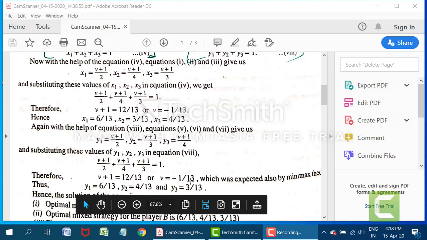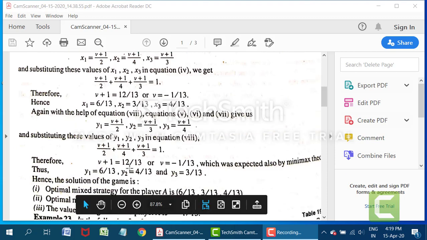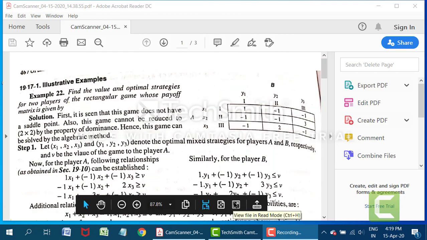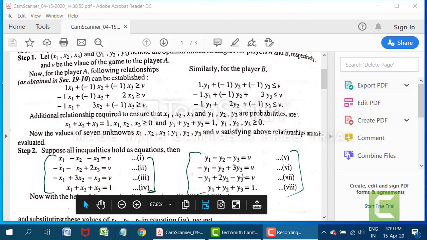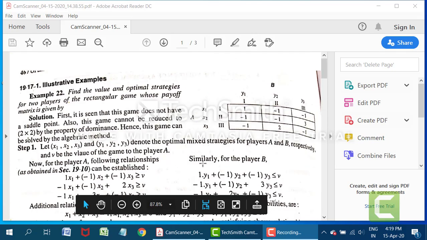The value of the game is nothing but the net payoff to player A from player B after playing the game. Substitute these new values in this expression, and you get y1, y2, y3. So the optimal mixed strategy for player B is also known. The optimal mixed strategy for player A is x1, x2, x3. The optimal mixed strategy for player B for his strategies 1, 2, 3 is nothing but y1, y2, y3. Show them in braces, probabilities, and the value of the game equals nu. So you need to solve using the algebraic method. Very simple method.